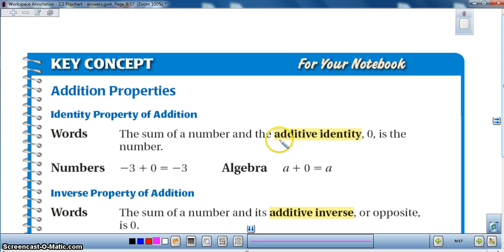The next thing, so additive identity is 0 as you're filling in your notes. This is how they write it algebraically: A plus 0 equals A. I don't know if that helps you or not to put in your notes.